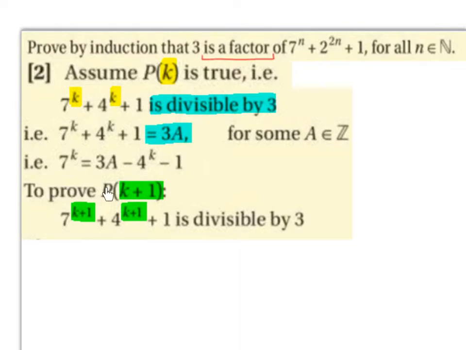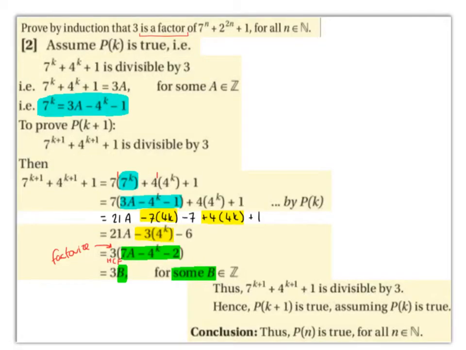So we want to prove that P(k+1), which is 7 to the power of k plus 1 plus 4 to the power of k plus 1 plus 1, is divisible by 3. So what we've done is we've just swapped each of these k's for k plus 1. So this is our assumption, and we're going to use it to prove this.